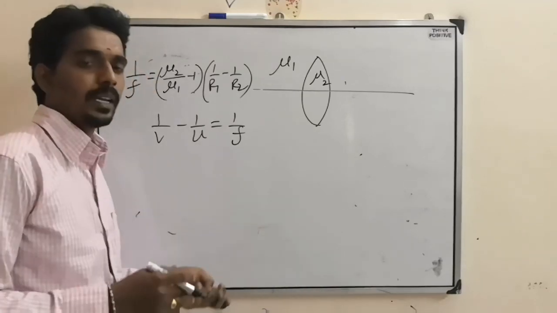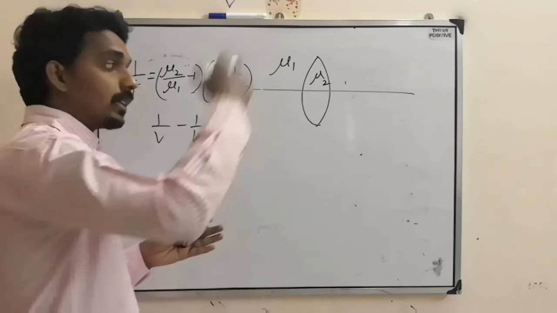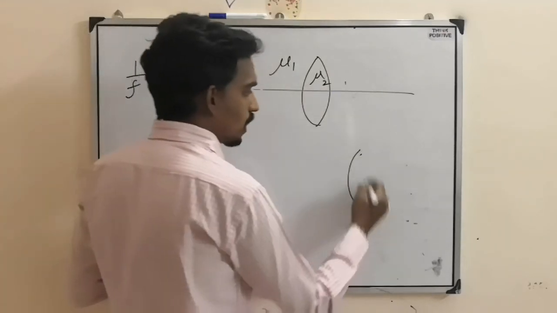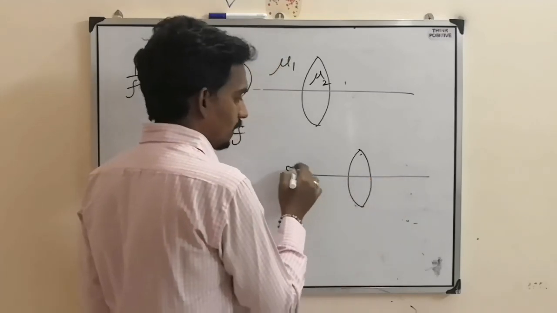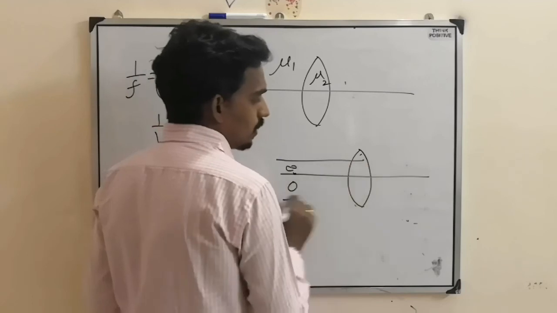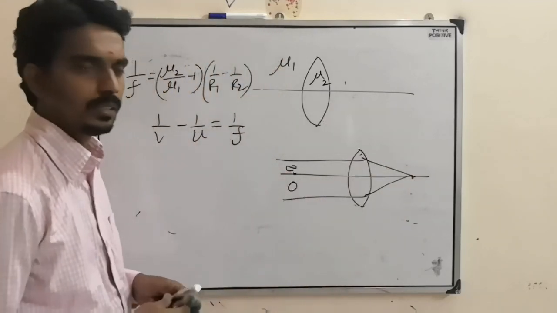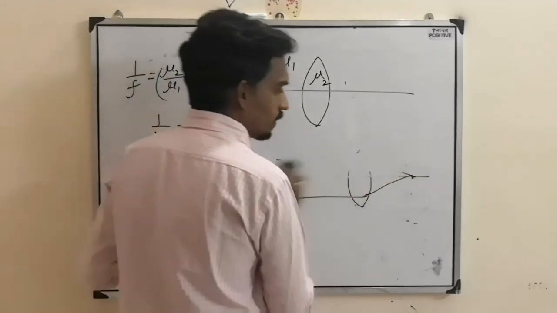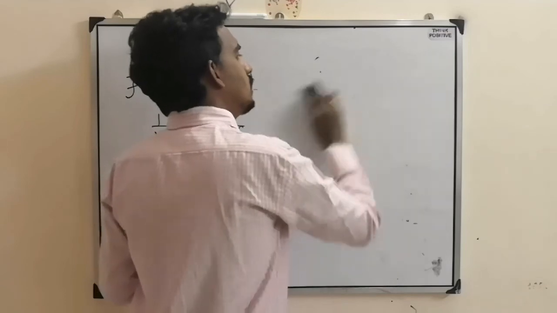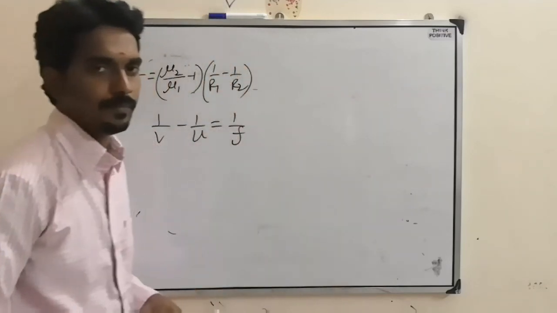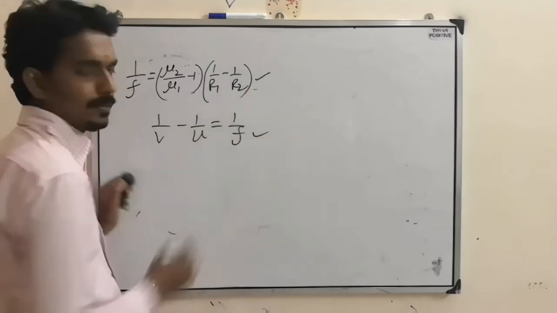And the rules are the same again: if the object is at infinity, the image forms at the focus, but on the other side. Suppose a convex lens, same like concave mirror, object is at infinity, then the image forms at the focus on the other side. Same thing, inverted image, same thing, diminished image. So the nature is also the same. Now these are the two main formulas.